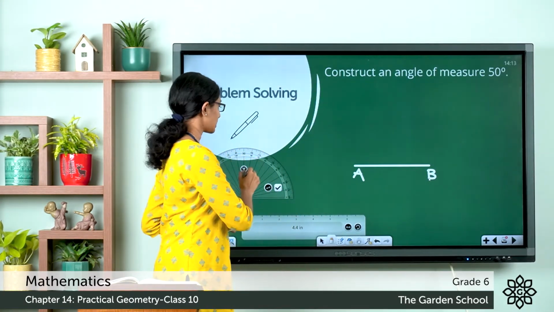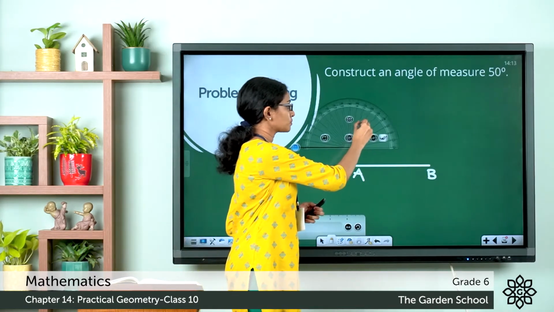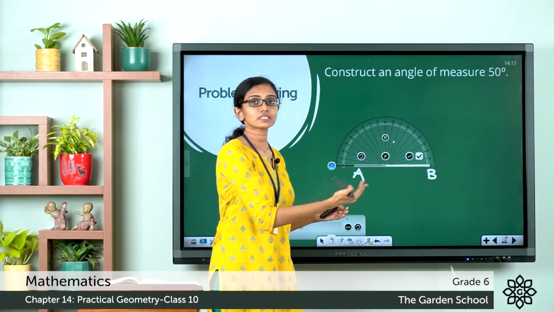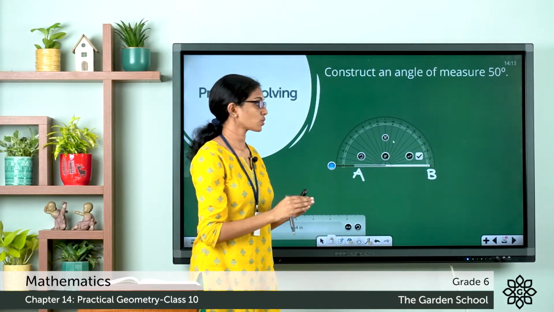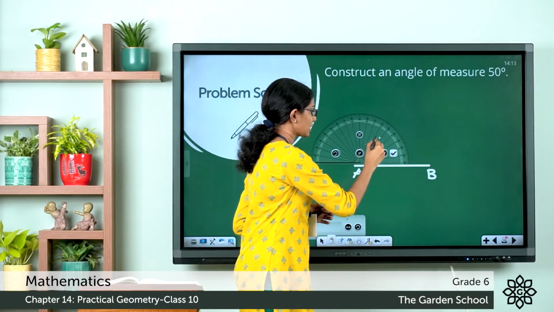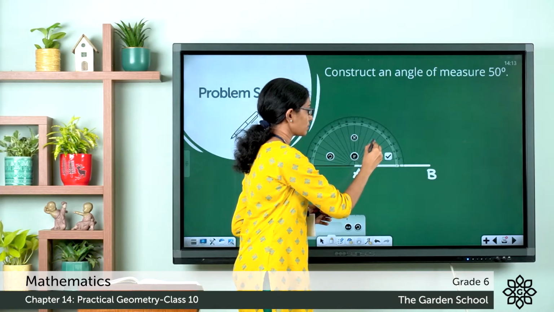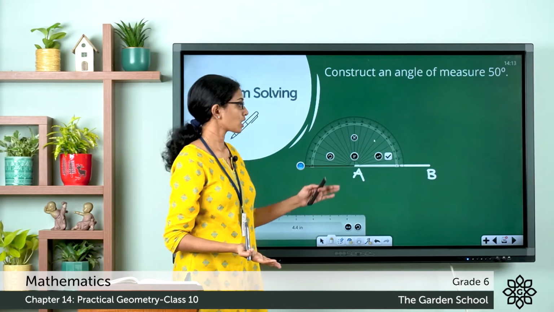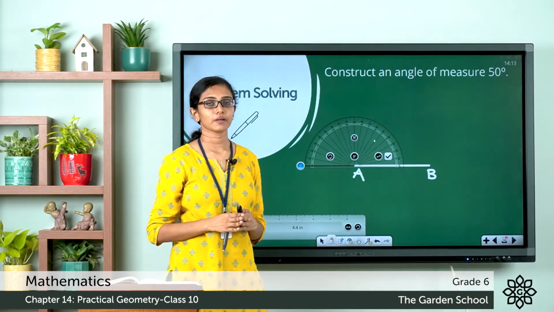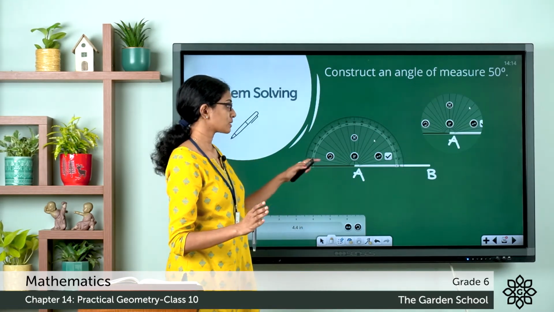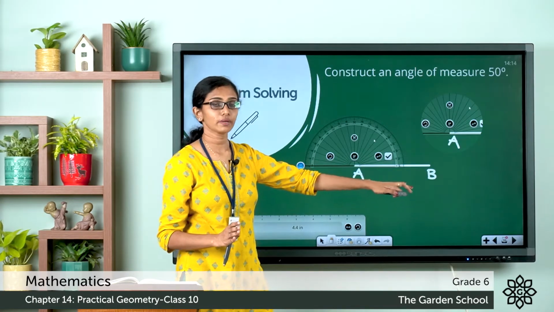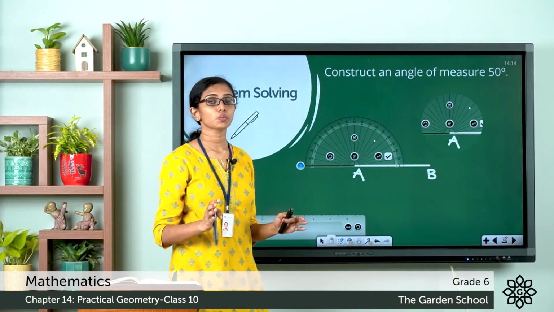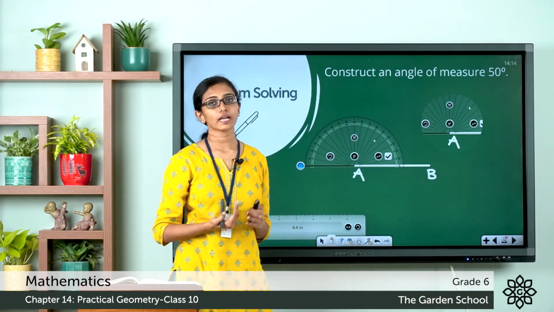Now the next step is to take the protractor, place it on line segment AB such that the baseline coincides with line segment AB. Also, make sure that the origin or the midpoint of the baseline of the protractor should coincide with one of the endpoints of this line segment. So here I have placed the protractor such that the baseline coincides with line segment AB and the origin or the midpoint of the baseline coincides with the point A of the line segment.